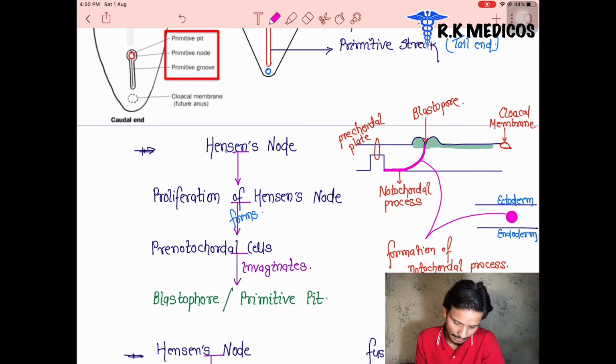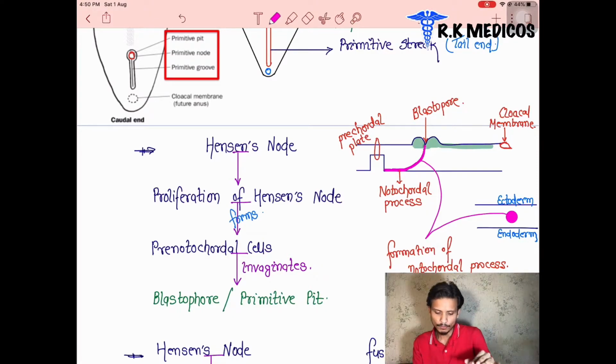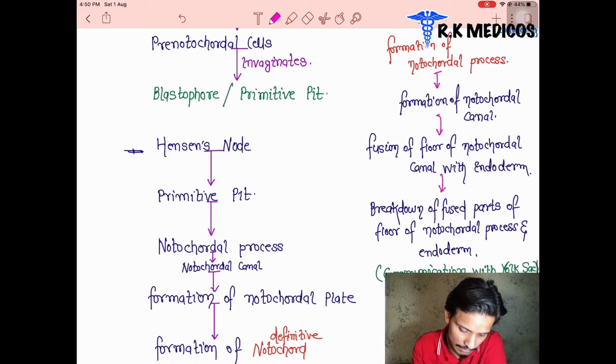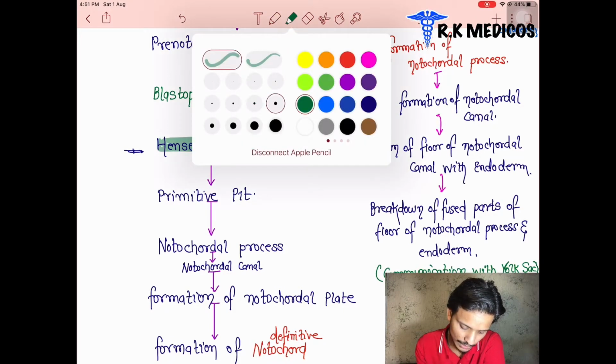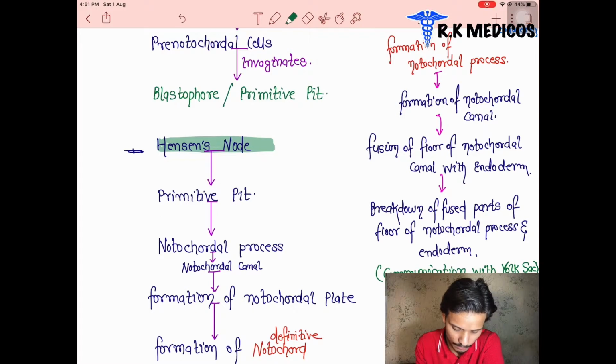So look at this. The Hensen's node is going to proliferate, and it forms the pre-notochordal cells. After that they invaginate and form the blastopore, or the primitive pit. Till now we can see this, and after that we can also say this Hensen's node is going to form the primitive pit. How they form, we will see after a few seconds. These are forming the primitive pit.